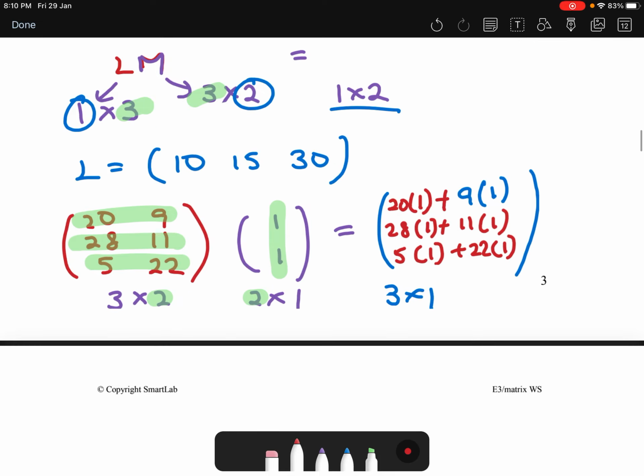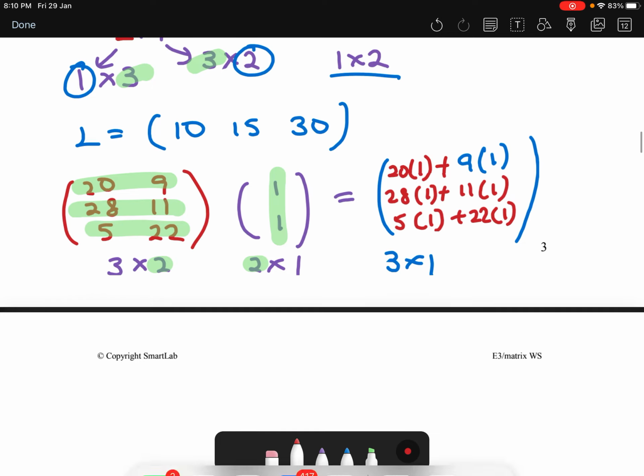So what should it give me? I just write it down. So this is 20 plus 9, 29. 28 plus 11 is 39. 5 plus 22 is 27.